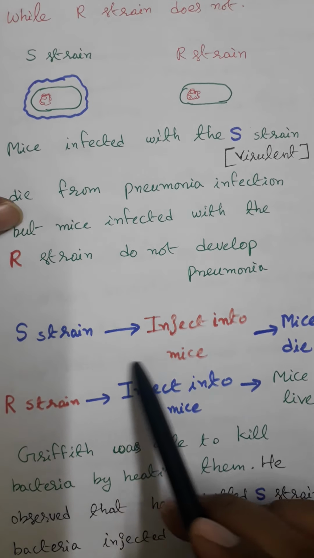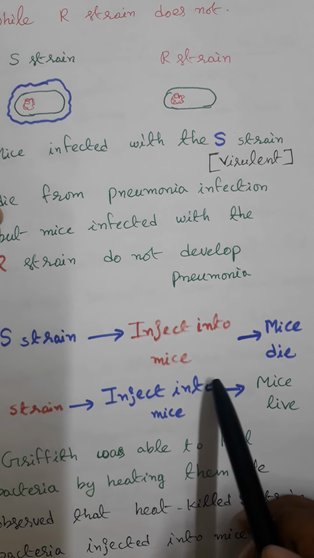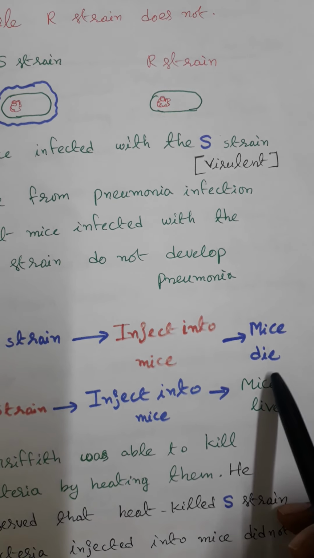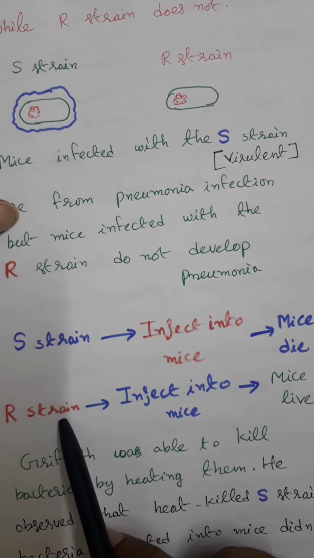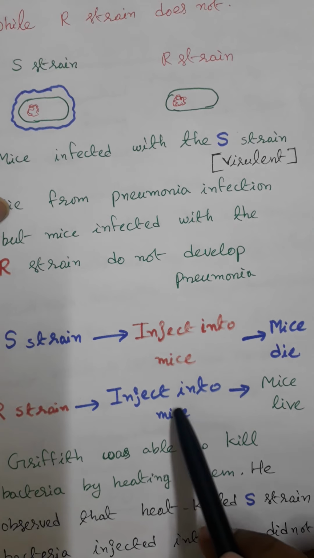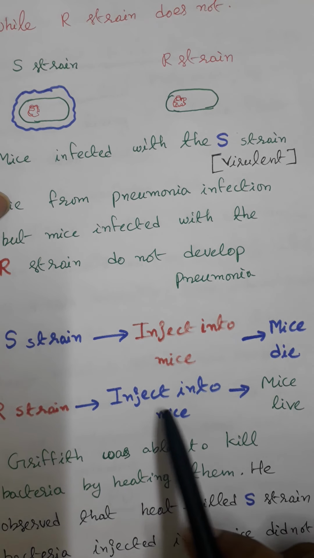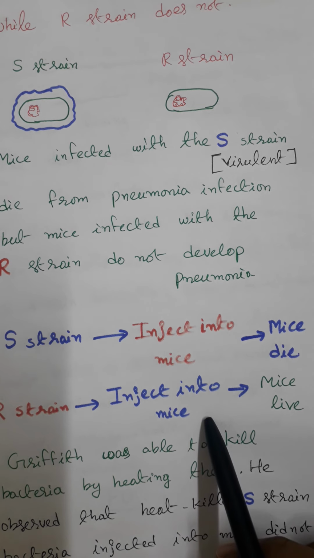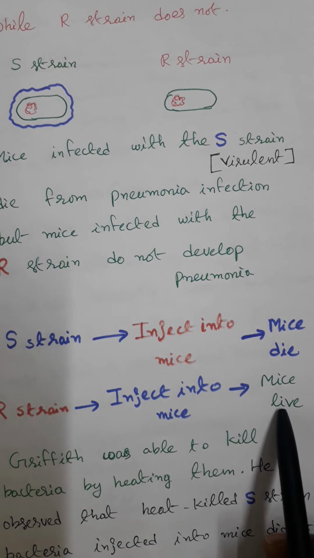Okay, here the S strain injected into the mice, they die. Whenever the R strain is injected into the mice, the R strain doesn't cause pneumonia disease in mice, hence they live.